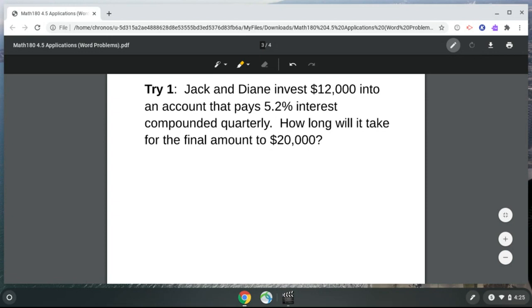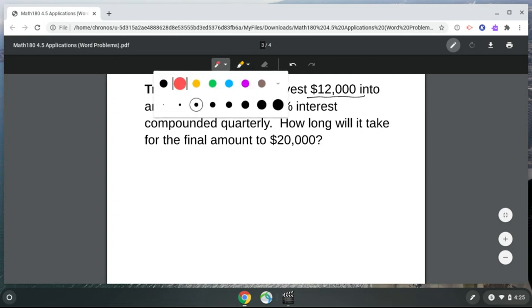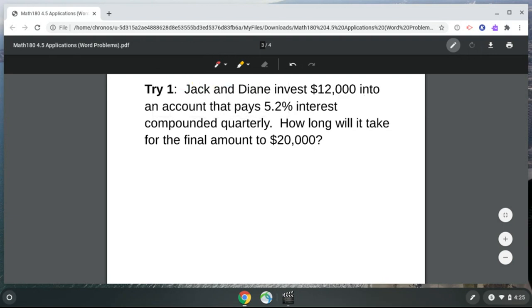Jack and Diane invest $12,000. So this $12,000 is your initial investment into an account that pays 5.2% interest. That's your rate. Compounded quarterly tells you which formula you're going to use, Pert or the longer one. Since it does not say continuously, you're going to be using the other one.